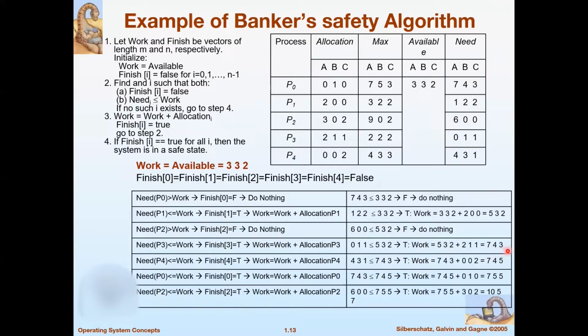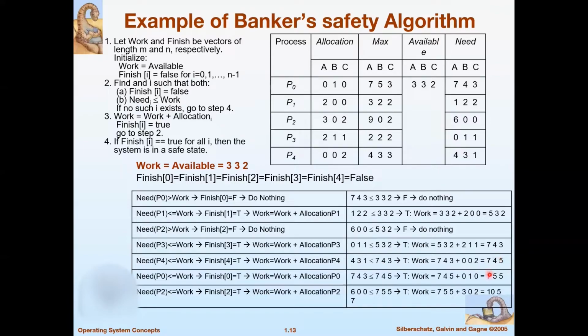743. With this we will come to P4 and the future need of P4 is 431, which is less than the current available vector. So P4 can complete and become true. Work will also be updated by adding the allocation of P4, that is 743 plus 002 is equal to 745. So this is the available resource after completion of P4.